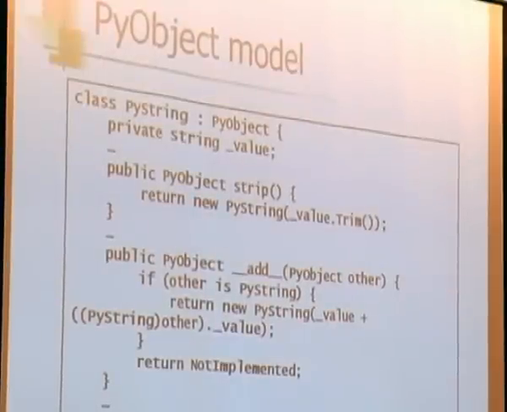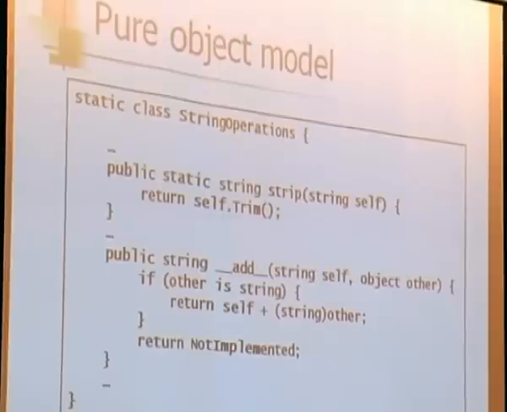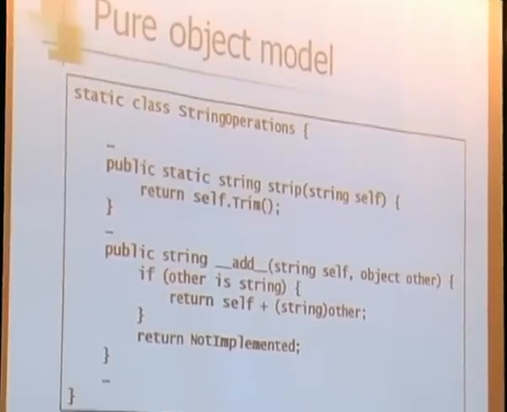It pulls things out, adds them together, and pushes them back into this wrapper. Otherwise, it could return NotImplemented, with the new way that add works in Python these days. This used to be a lot more complicated. So in the pure object model, you still need to have these string operations somewhere, but you can implement them as static methods rather than as methods on a PyString that work on the actual .NET string objects.